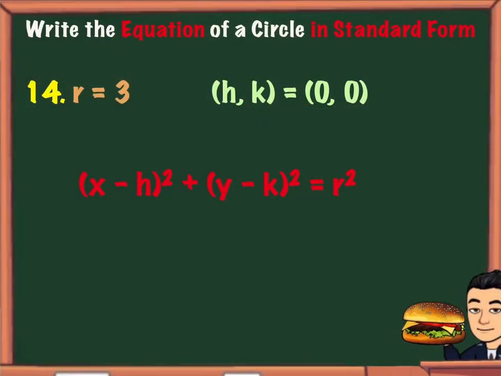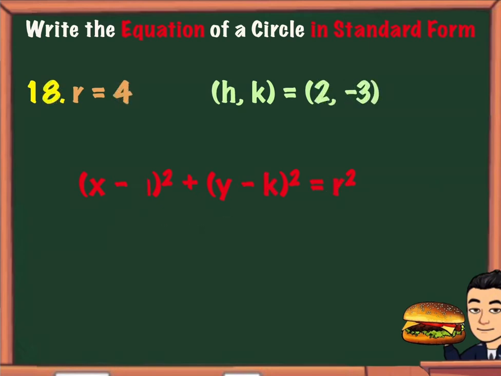First of all, we see that the h value is 0, so I'm going to insert 0 here. And the k value is also 0. That means that your center is at the origin, and your radius is 3. So let's go ahead and rewrite this: x squared plus y squared equals 9.